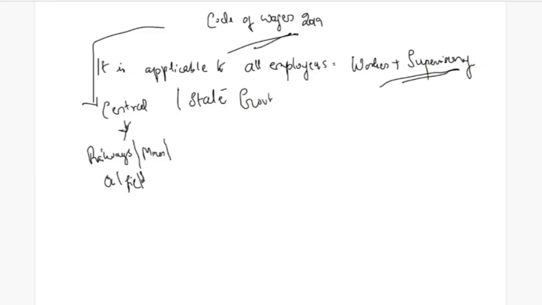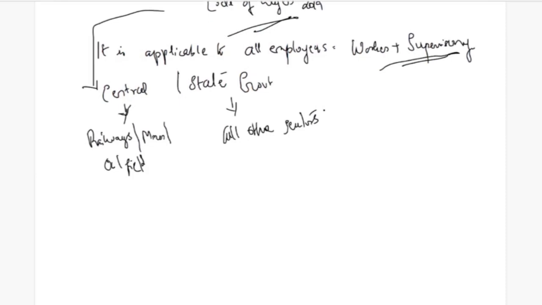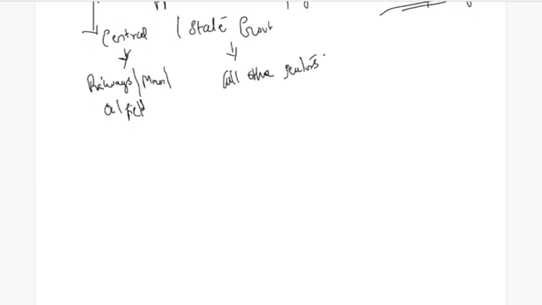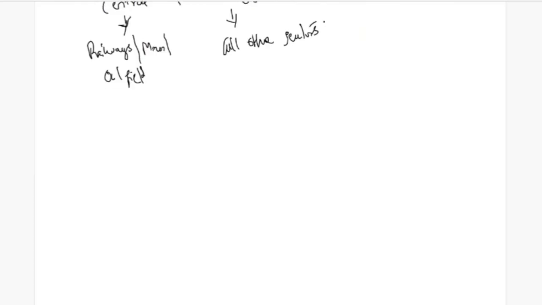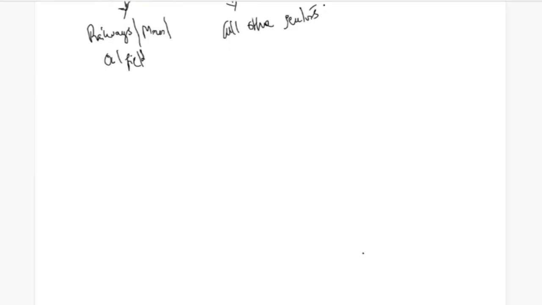In all other sectors, the implementation of the provisions of the Code of Wages Act will be governed by the state government. Okay. So the Code of Wages Act controls and determines wages that are applicable to all the employees in the organization. For railways, coal mines and oil fields, it is controlled by the central government, and in other cases the state government will have power on implementation of the provisions.